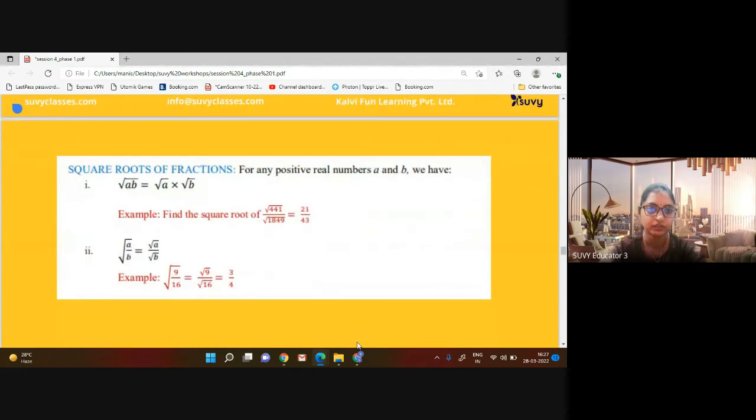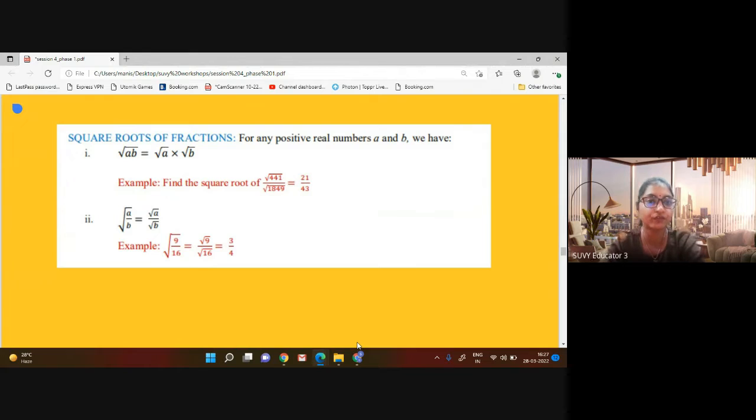Great. So next thing is when square root of a fraction is come. So it means when root A into B, it means root A into root B. So square root of a number, root 441 upon 1849. So dear students, let's suppose you don't know the number 441. So you can be quick and start doing this.